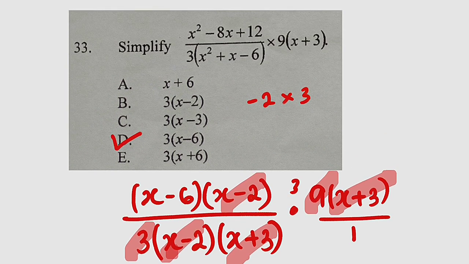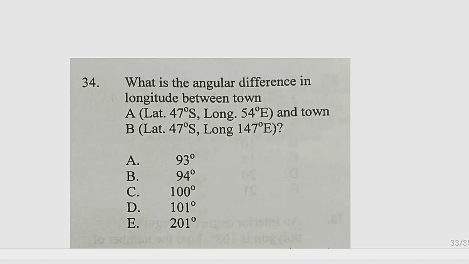Now let us move on to question number 34. Question 34, we're asked to find the angular difference in longitude between these two towns. Town A is on the latitude 47 degrees south and longitude 54 degrees east. And town B is on the latitude 47 degrees south, so they are on the same latitude but different longitude.